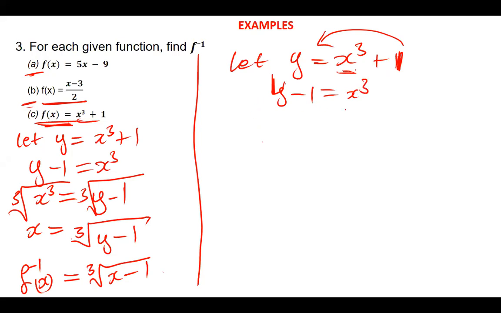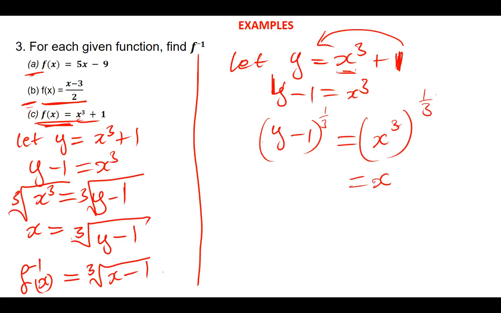So what you have to do now to get rid of this power 3, you simply introduce the cube root on both sides. Or if you don't want to introduce the cube root, you just say y minus 1 to the power 1 over 3 is equal to x to the power 3, and then you raise everything to the power 1 over 3. When you multiply 3 times 1 over 3, you get 1. So this would be x to the power 1, which is just x. Then this side, you're going to have y minus 1 to the power 1 over 3.